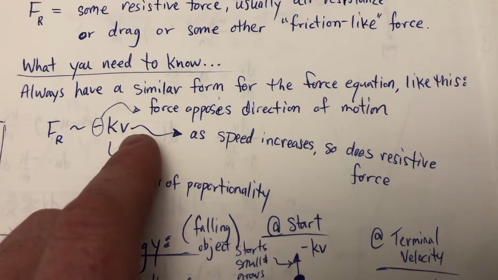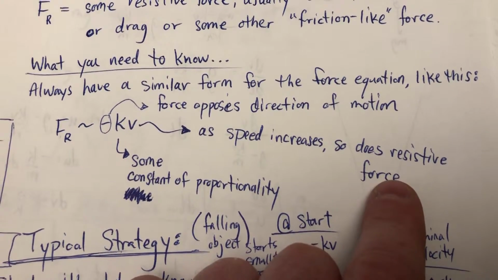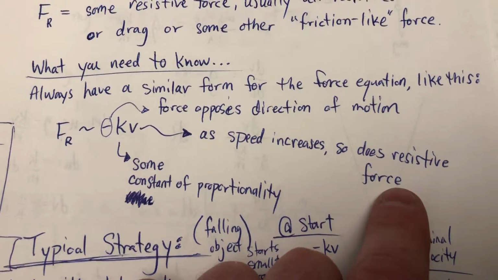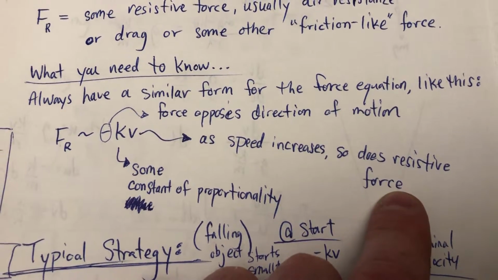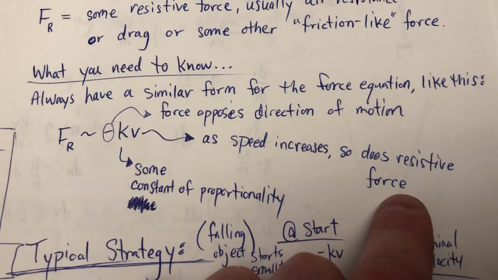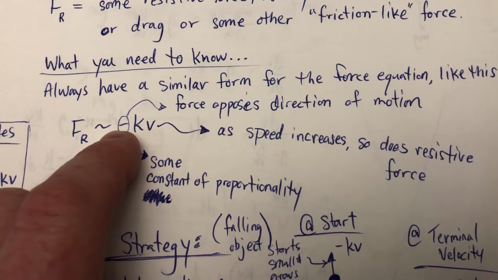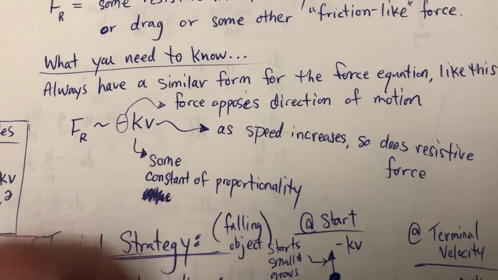but the basic pattern is that the faster you go, the more the force pushes back, and so eventually it's going to cancel out your acceleration due to gravity or whatever driving force there is, and you're going to reach some type of terminal velocity. The negative sign just indicates that the force is opposing the motion.